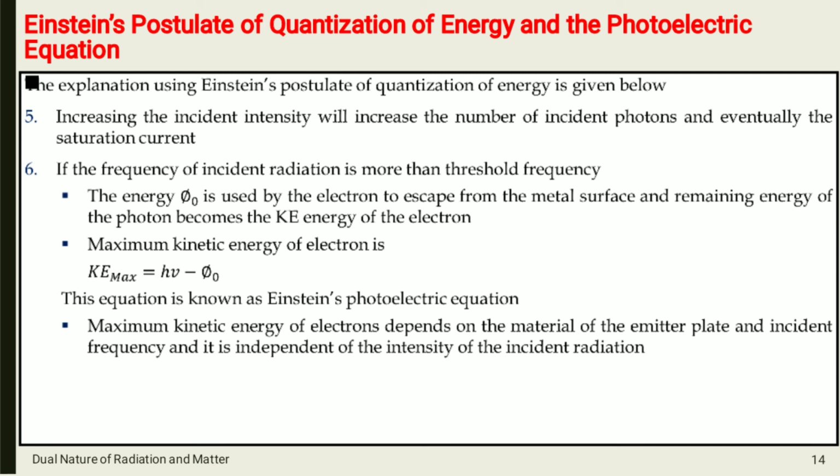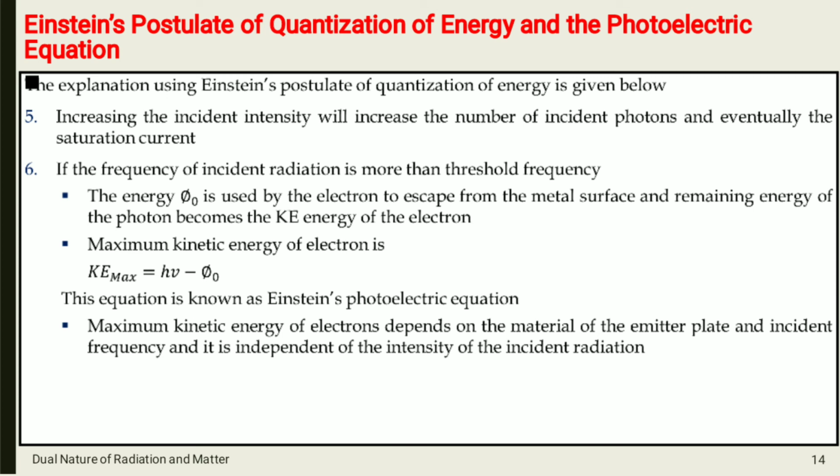If the frequency of incident radiation is more than the threshold frequency, what will happen? The energy phi 0 is used by the electron to escape from the metal surface, and the remaining energy of the photon becomes the kinetic energy of the electron. Means the photon's energy is used in two parts: part of the energy is used to detach the electron from the metal surface, and the remaining gives kinetic energy to the electron.